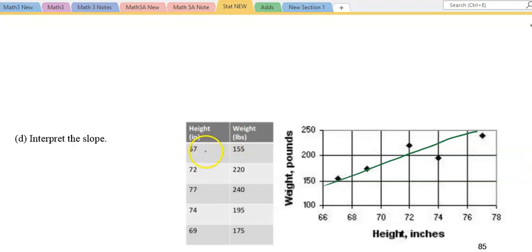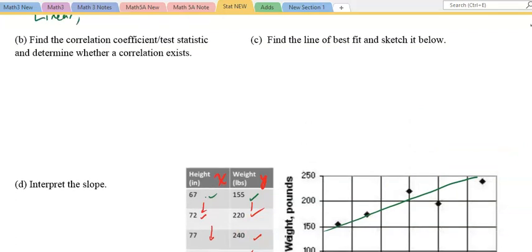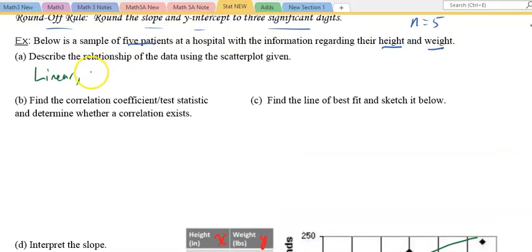Now, 67, 155. This is x, this is y. When we went up to 72, this went up to 220. When we went up to 77, this went up to 240. When we went down, this went down. So it seems as one increases, the other increases. As one decreases, the other decreases. That's a positive relation, and it looks moderate to strong.